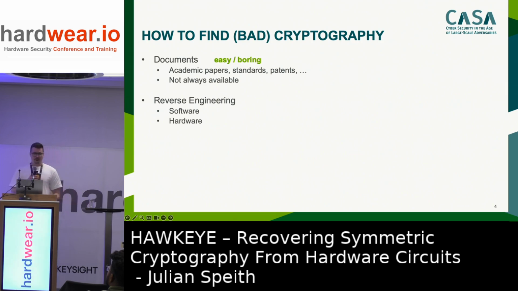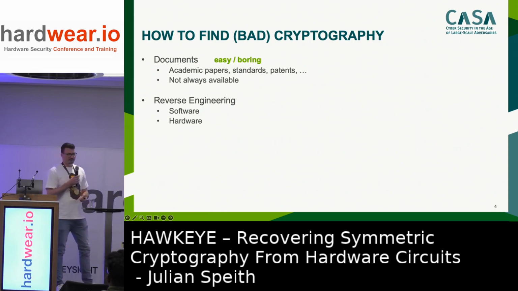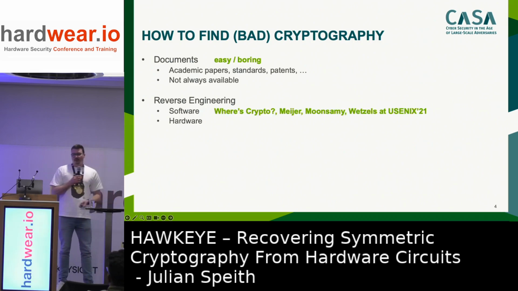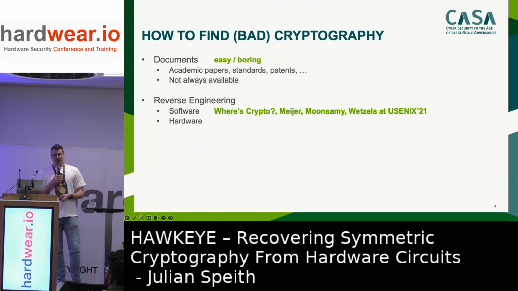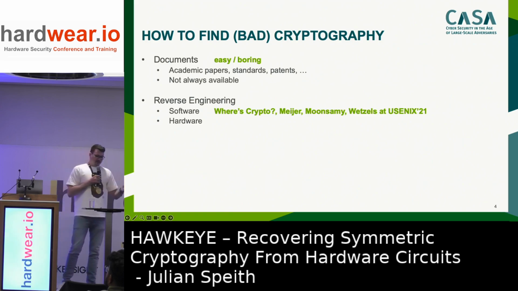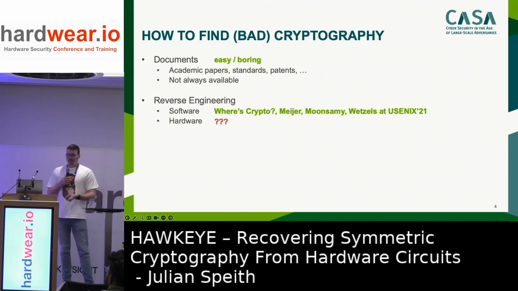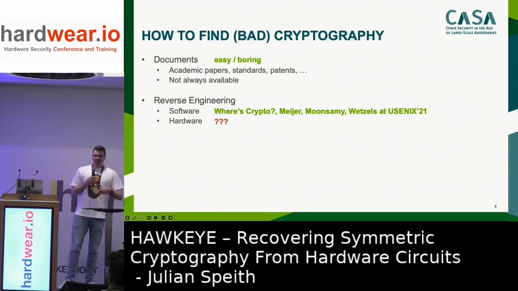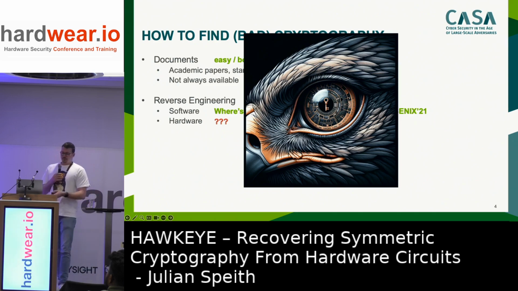So you need to do some reverse engineering. You can do this for software. If you're lucky, your crypto algorithm might be implemented in software somewhere. There is actually previous work on this that has been published at Usenix by Maya et al. called Where's Crypto? This is a paper that automates looking for cryptographic implementations in software binaries. But for hardware, there's not really anything around that is specialized for this. So this is where our tool Hawkeye comes in. Thanks to ChatGPT, we have a nice picture here.